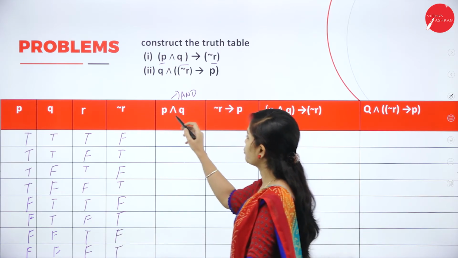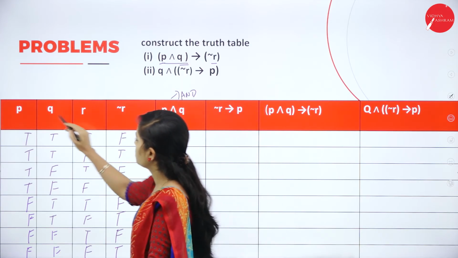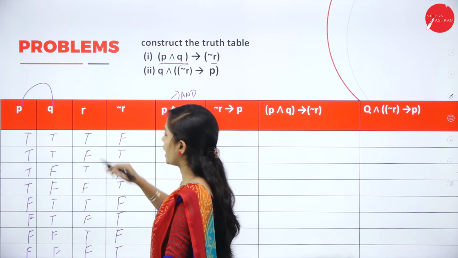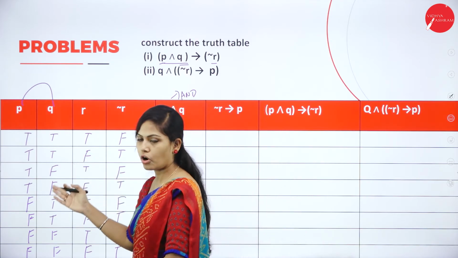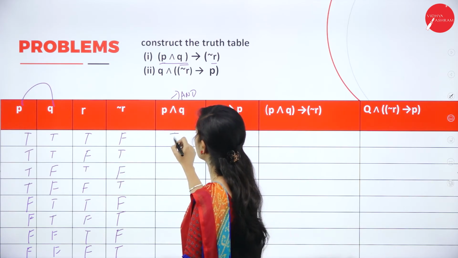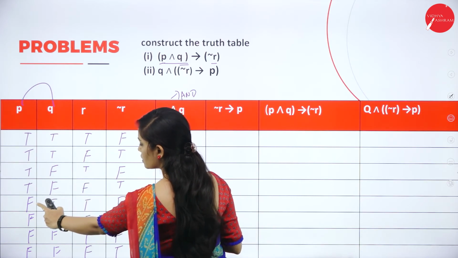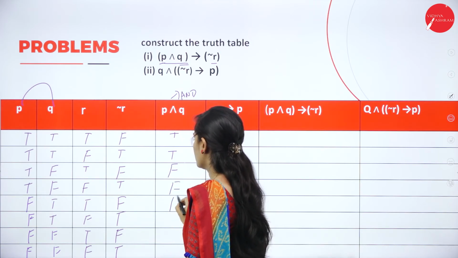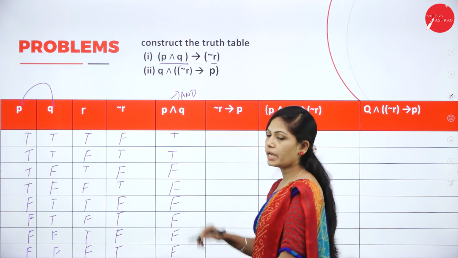And next we have to find P and Q. Here we have P and Q. I will take the P column and Q column. Just consider the truth values for the P column and Q column. For the AND operation, if any one of the conditions is false, then the final condition is also false. True, true means true. If any one of the conditions is false, the result is also false. So it is true, true, false, false, false and false. So this is P and Q.